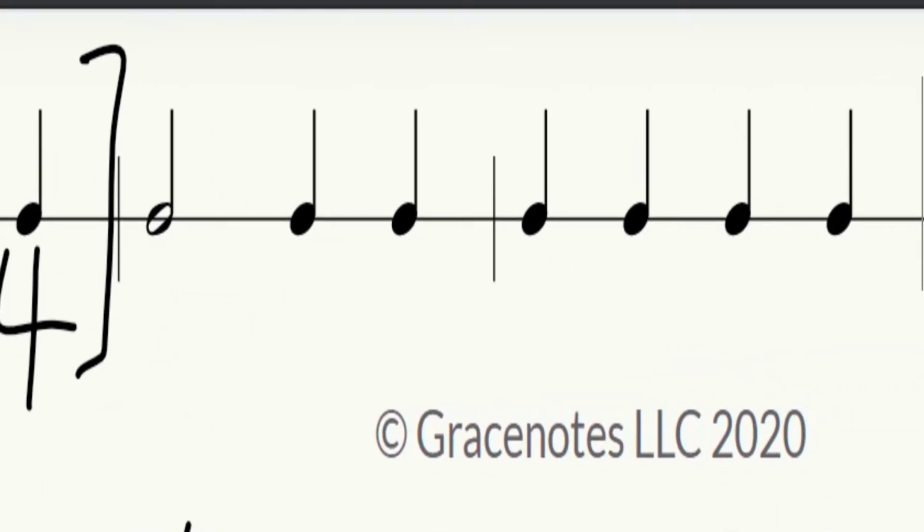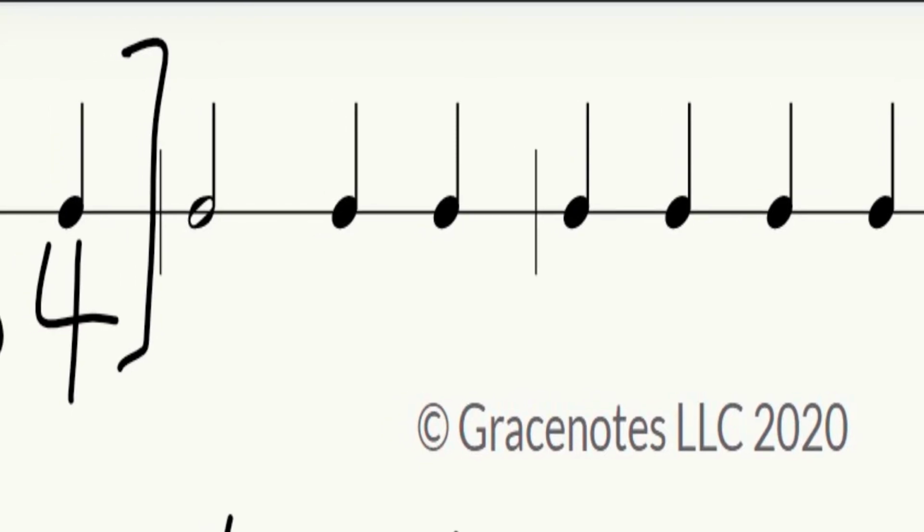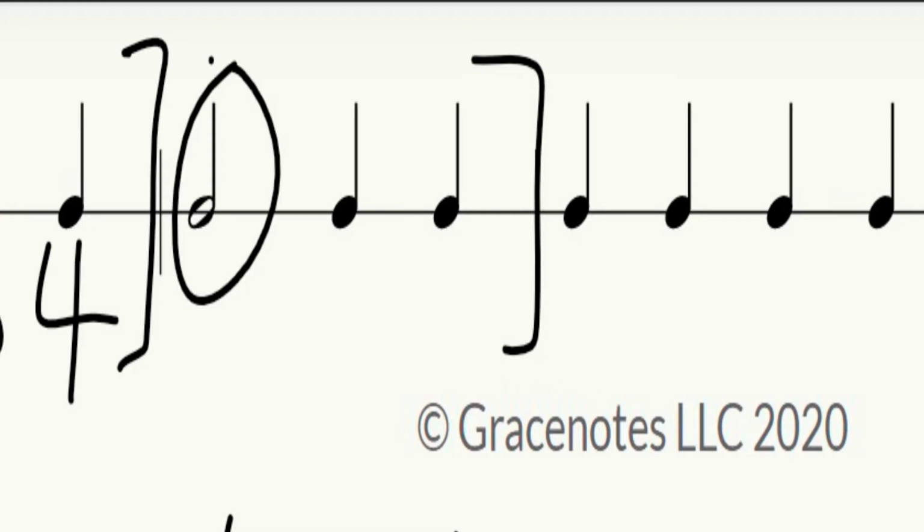Now let's look at these next ones. This next measure looks like it's shorter, but it's actually not shorter. It's the same amount of time. It just looks shorter. So this note here is a half note, and it gets 2 beats. Remember, the first thing in any measure is what number? It's always going to be 1. So this is going to be 1.